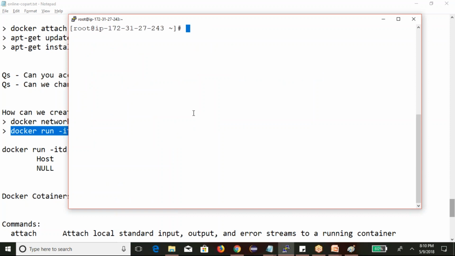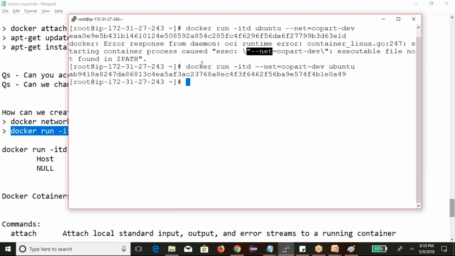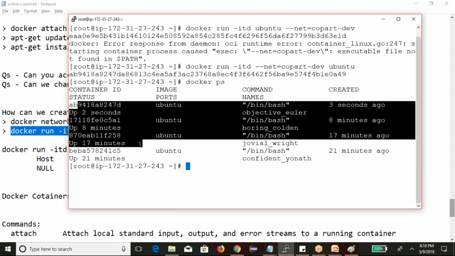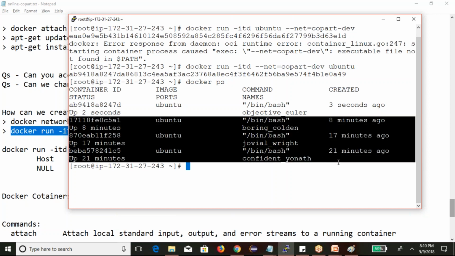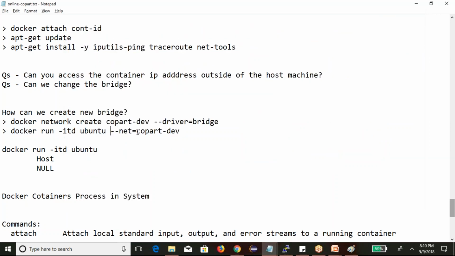So I have two containers running with the default bridge. Now I'm going to run one container with the copart bridge. There is a problem. What is the problem? This option should be placed here actually. Ubuntu. Now I got this IP. Here you see that overall 4 containers are running. Out of these, 3 containers are running with the bridge and 1 container is running with copart.